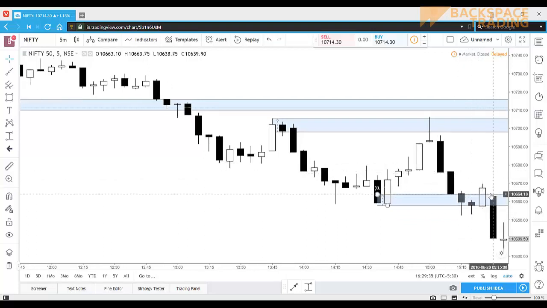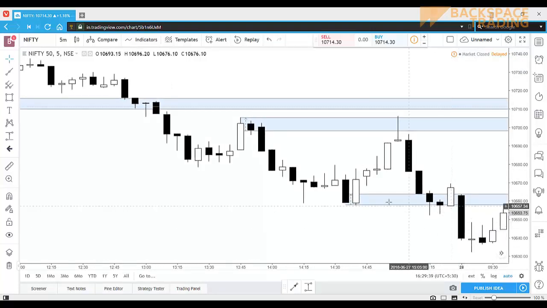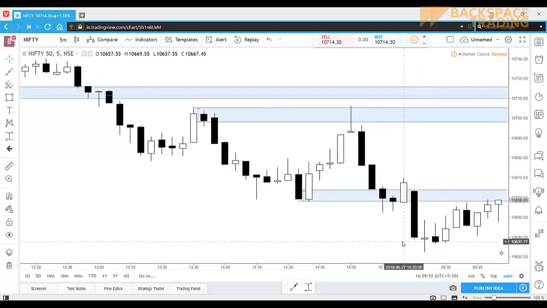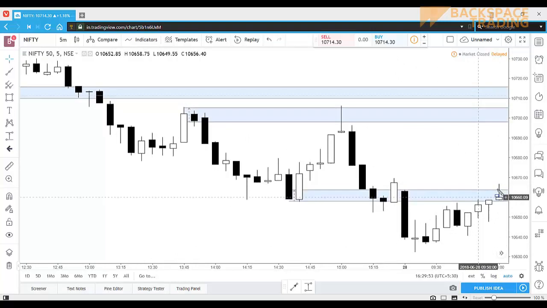Now, what happened here? It broke down, and previous support is becoming resistance. It hit. This is a test. You couldn't enter the trade here. This is your stop loss. Again, this is your target. What happened? Let's see. Okay, we just got stopped out. This is a stopping out.